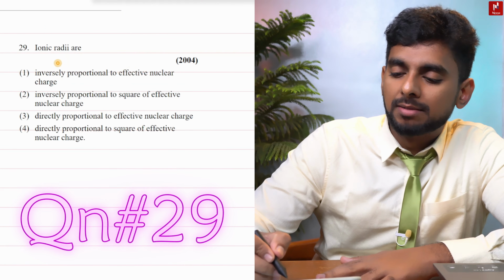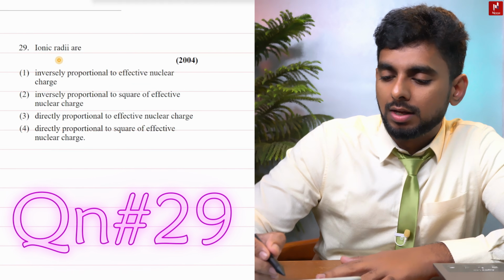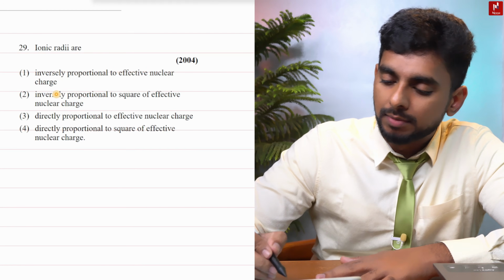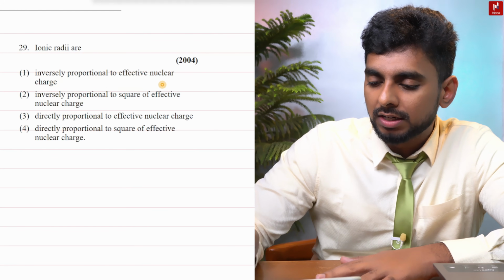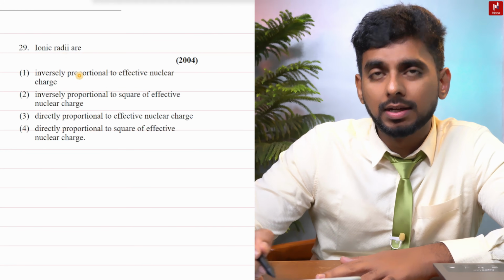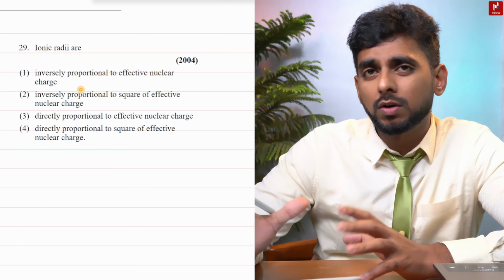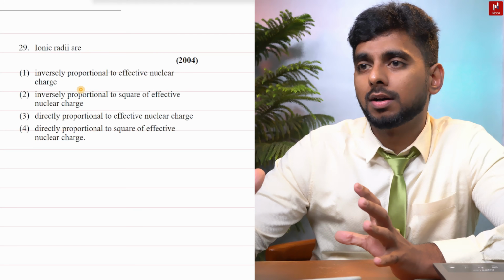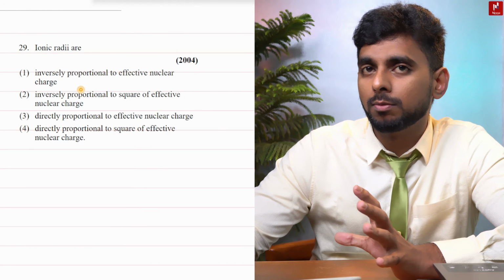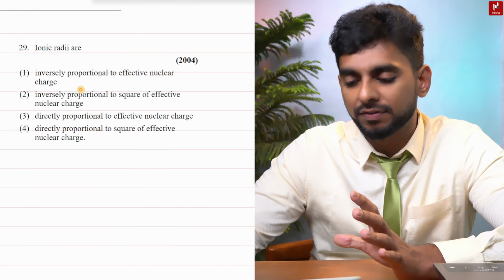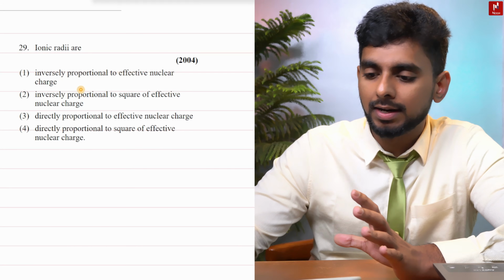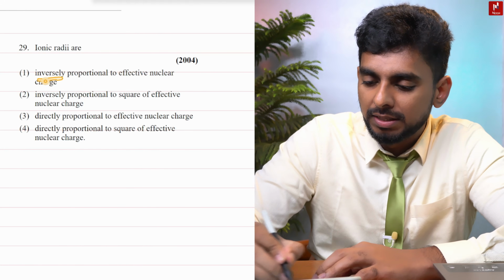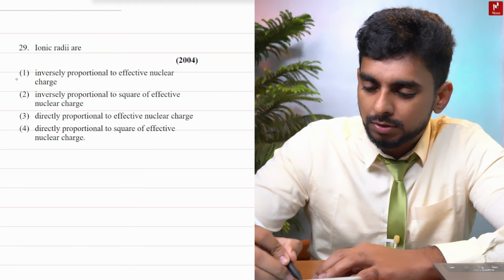Next question is a simple statement-based question. Here you have ionic radii, and I'll match it straight away with the statement: inversely proportional to the effective nuclear charge. That's the answer, because if the effective nuclear charge is greater, it pulls the outer electrons more. Therefore, the ionic radii will become shorter. So the more the effective nuclear charge, the smaller the ionic radii. Those two are oppositely related, so it has to be inversely proportional. Option 1 should be my answer.